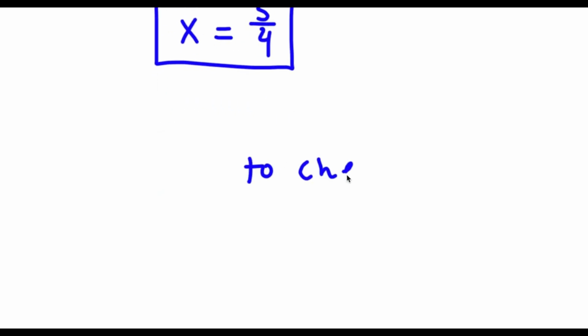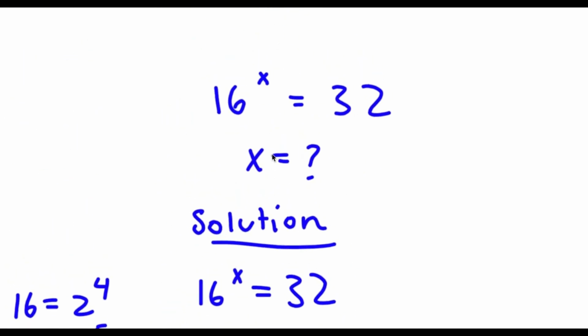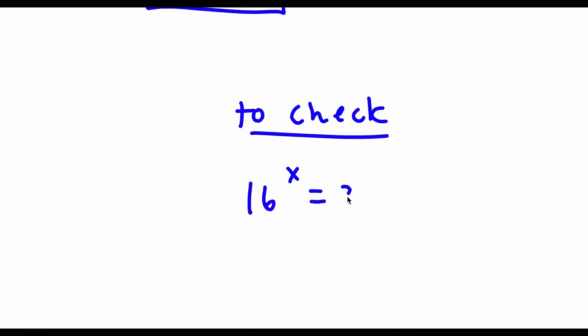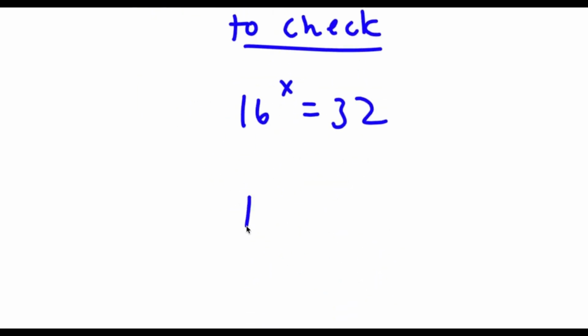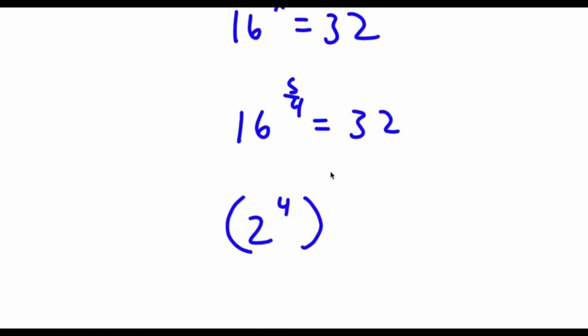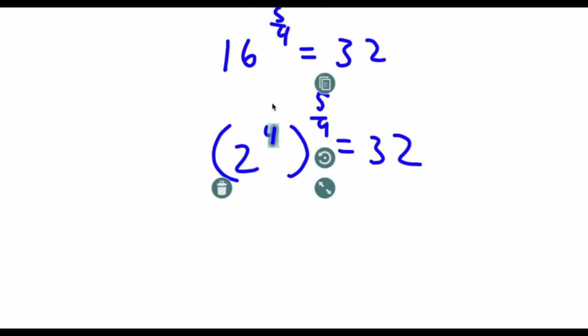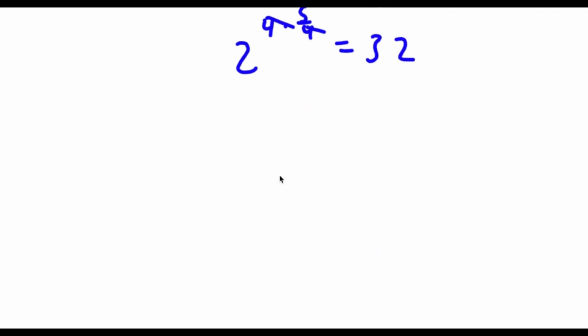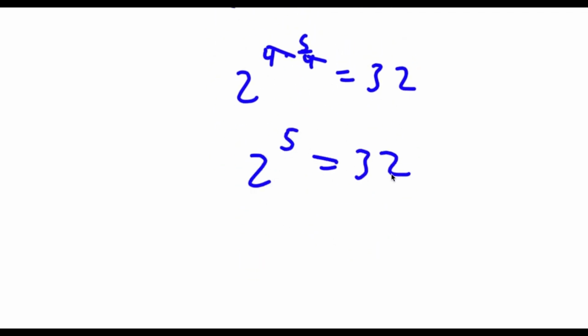So now to check, my original equation was 16 to the power of x is equal to 32. And I know x equals 5 over 4, so I have 16 to the power of 5 over 4 is equal to 32. So now, 16, that's the same thing as 2 to the power of 4. So I have 2 to the power of 4 to the power of 5 over 4 is equal to 32. Now, this is the same thing as 2 to the power of 4 times 5 over 4 is equal to 32. These two 4's cancel out, so now I'm left with 2 to the power of 5 is equal to 32. 2 to the power of 5 is 32, so I have 32 is equal to 32, and this is right, so my solution is right.